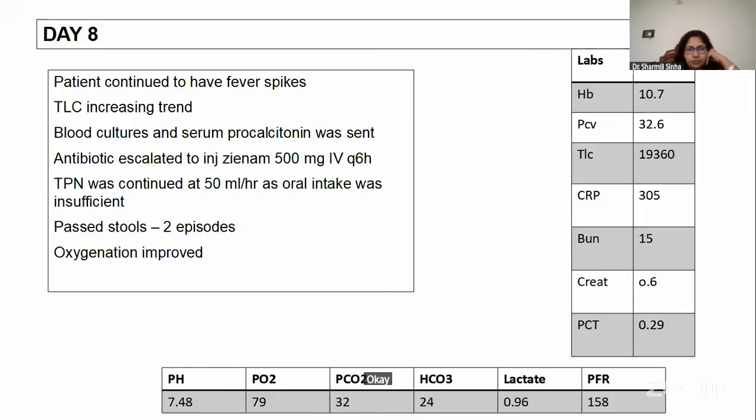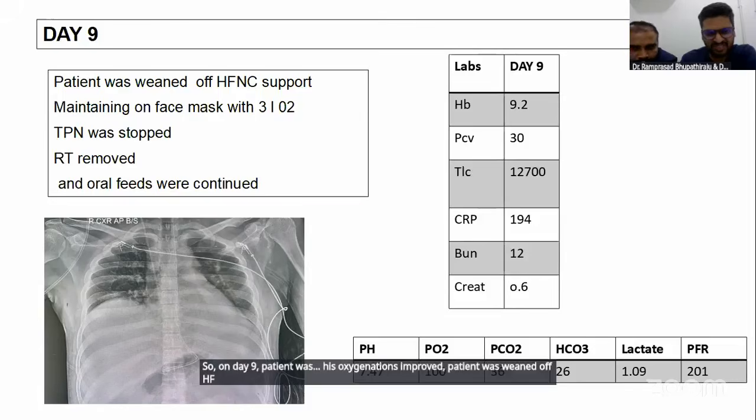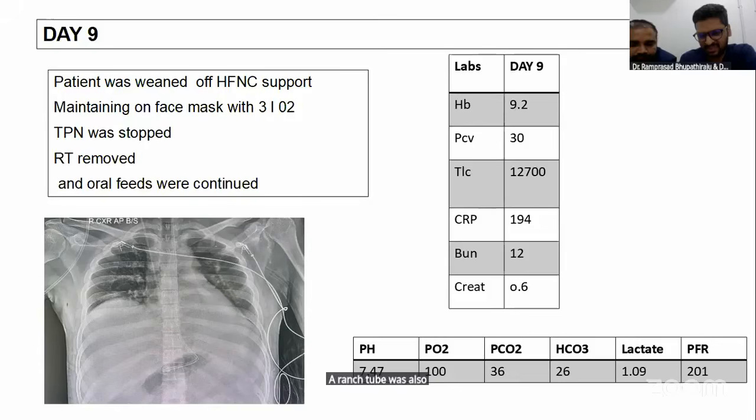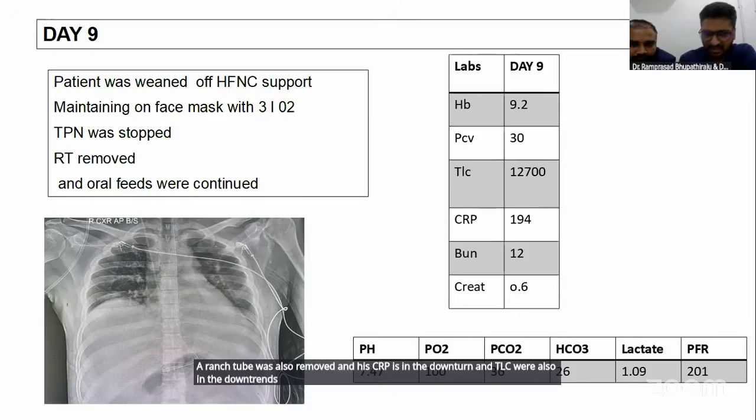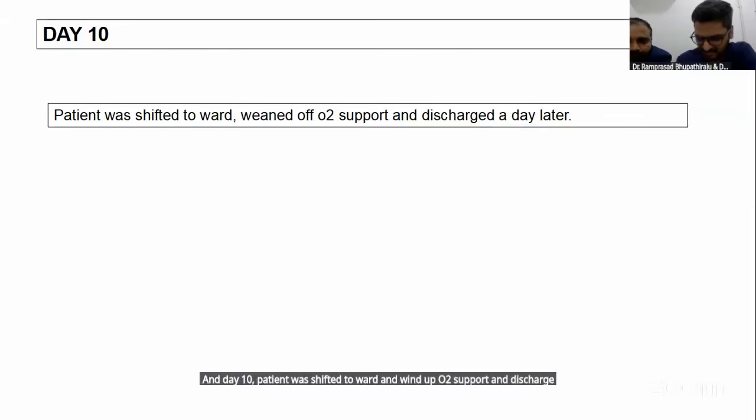Okay, continue. So on day 9, the patient's oxygenation improved. Patient was weaned off HFNC support. He is maintaining on face mask, and by this time he's taking the oral feeds adequately. So we have stopped TPN also. The RT tube was also removed, and his CRP is in the downtrend. Creatinine, BUN, and TLC were also in the downtrend, sir. On day 10, patient was shifted to ward and weaned off O2 support and discharged a day later, sir.